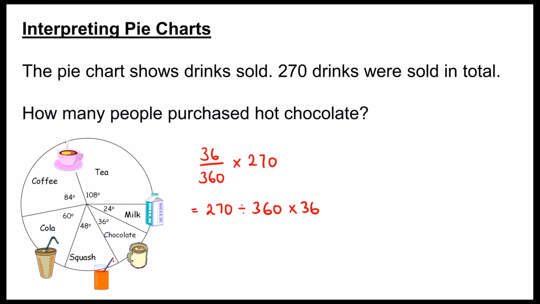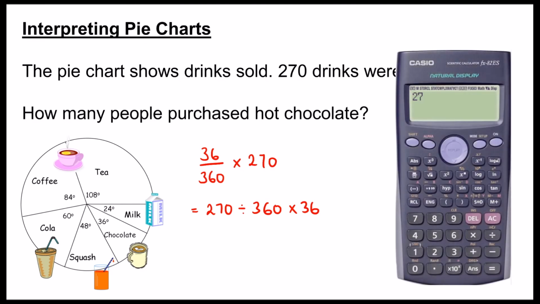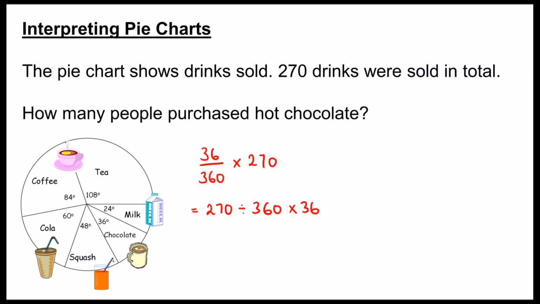So either 270 divided by 360 times by 36 gives me an answer of 27, or I can use my fraction button and put 36 on the top, 360 on the bottom, and times by 270. That also gives me 27. So that means 27 people purchase hot chocolate in total.